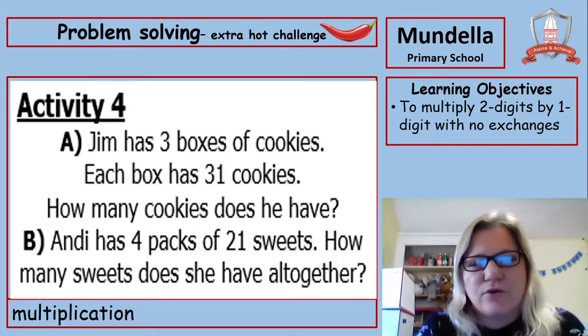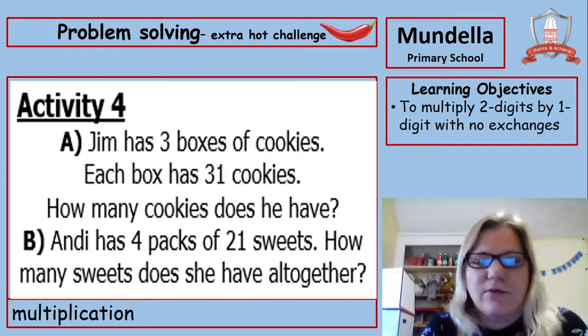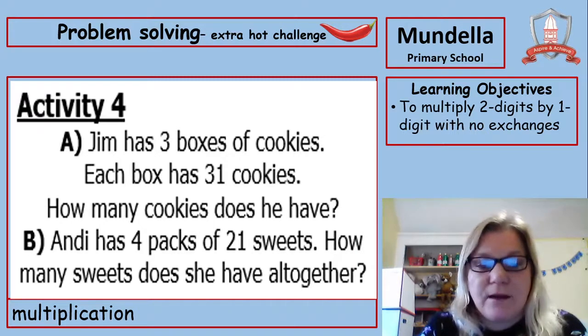And for the extra hot challenge today, Jim has 3 boxes of cookies. Each box has 31 cookies. How many cookies does he have? And Andy has 4 packs of 21 sweets. How many sweets does she have altogether? Remember to show your working out. Good luck. Pause the video now.